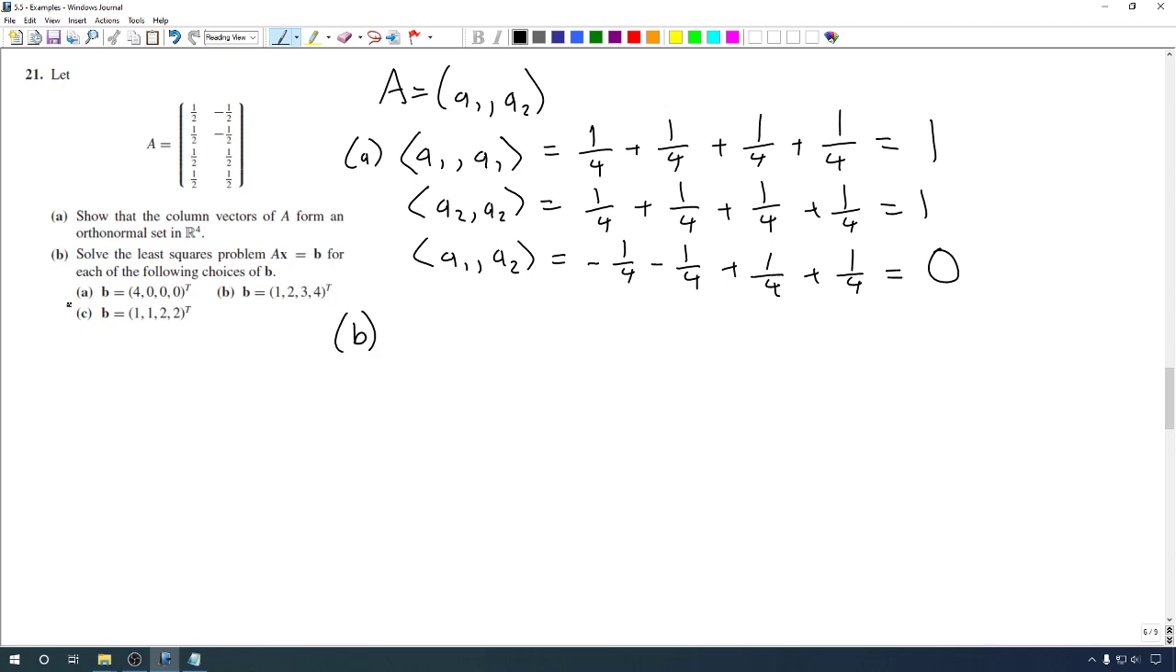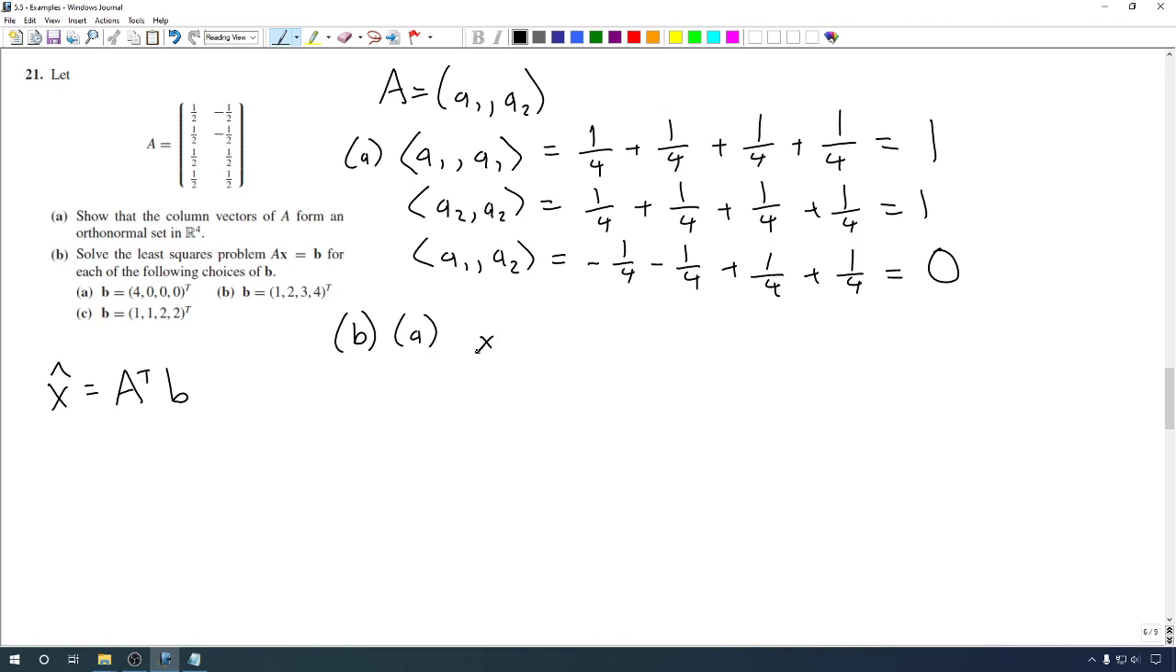So this is part B, but then we have another A, B, and C. I don't know why they didn't pick different notation for that. So this is part B, part A. We're going to remember our formula for solving the least squares problem. As long as we know that we have orthonormal columns, x hat is going to be just A transpose times B. All we need to do is take the transpose of this A and multiply it by the B's.